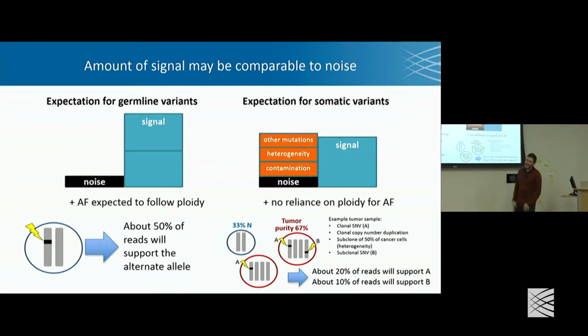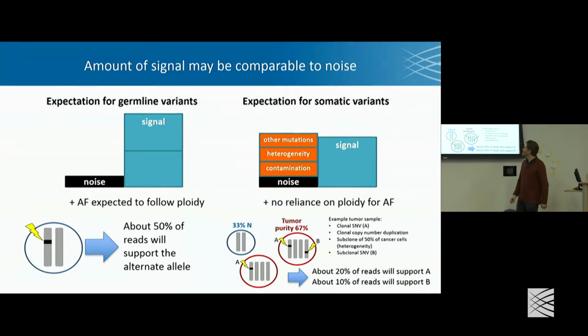There's contamination, both from cross-individual or from the normal. There's other mutations that are in there. Maybe you have a little mosaicism. By and large, I can't rely on the ploidy anymore. For germline calling, I can say, well, I have 2 strands. If one of them is different, I expect half of the reads. Here, I can't rely on that. It won't work.